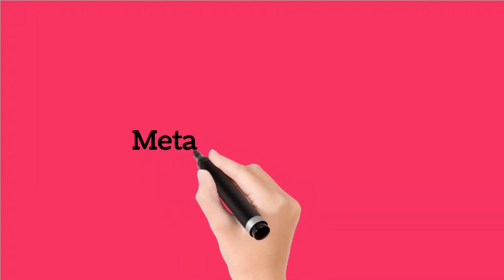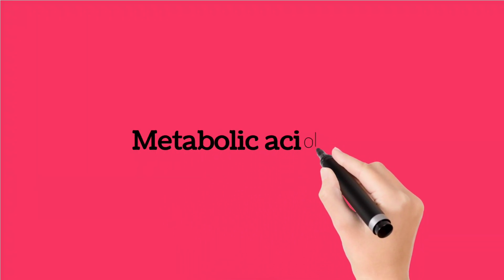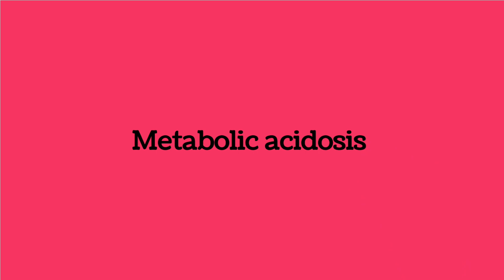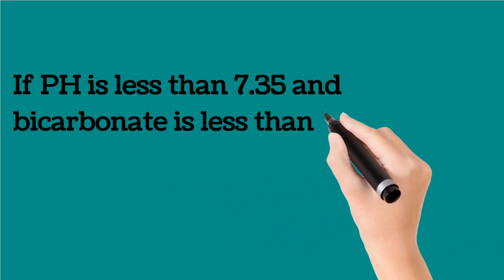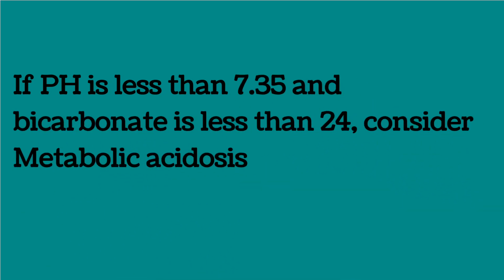Our topic for today is metabolic acidosis. It's a very important topic and needs a lot of understanding. If the pH is less than 7.35 and bicarb is less than 24, consider metabolic acidosis.